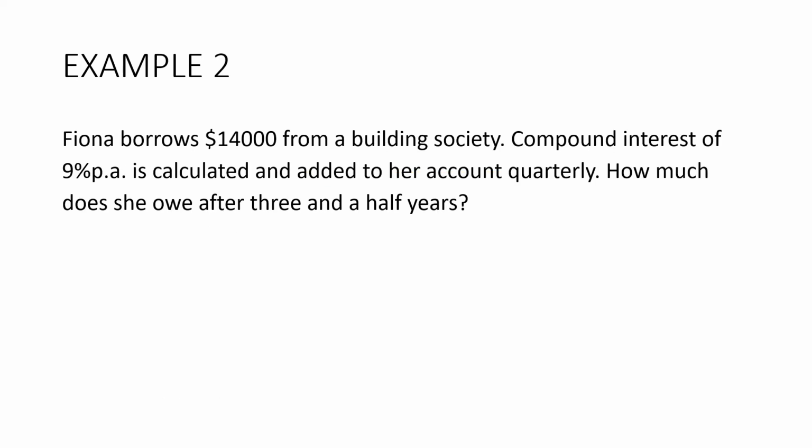Example 2. Fiona borrows $14,000 from a building society. Compound interest of 9% per annum is calculated and added to her account quarterly. How much does she owe after 3.5 years? Now this is interesting because it doesn't actually say compounded anywhere, but this is another way of saying it, added to her account quarterly. So that means we're going to have to change R and N into quarters.